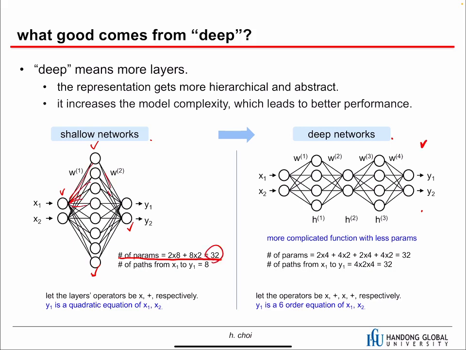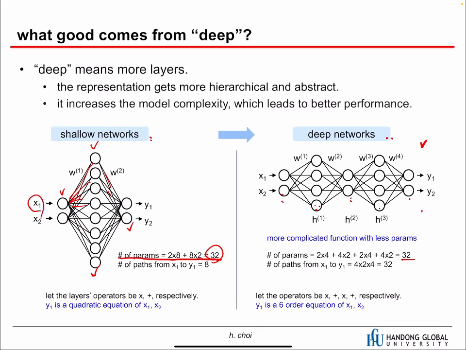And how about this one? So we have 2, 4, 2, 4, 2. So we have 32 parameters. So basically, we have the same number of parameters for both networks. So far, it looks like they have the same kind of model complexity.